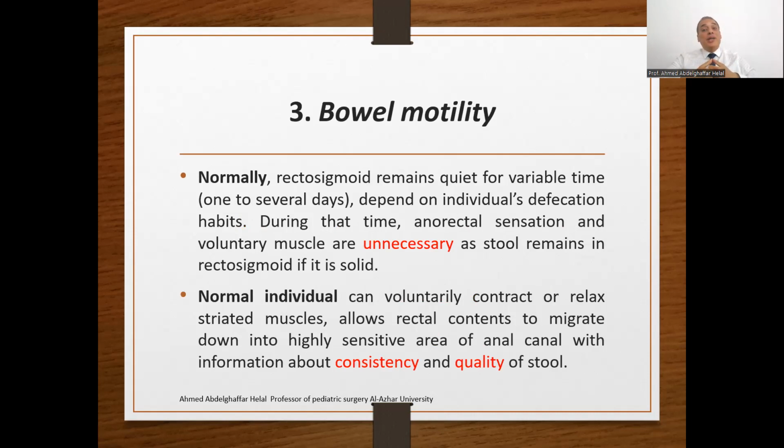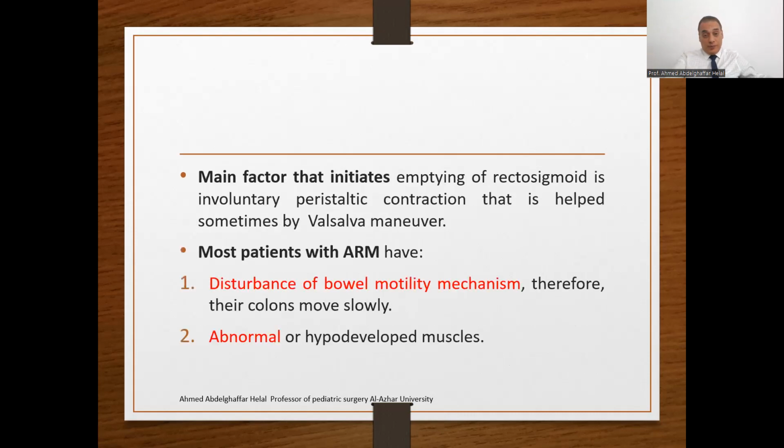During that time, the anorectal sensation and the voluntary muscles are unnecessary, because the stool, if it is solid, will remain in the rectosigmoid area. A normal individual can voluntarily contract or relax these striated muscles, allowing the rectal content to migrate down through the sensitive area of the anal canal, with information regarding consistency and quality of the stool. The main factor that initiates the emptying of the rectosigmoid is involuntary peristaltic contractions, sometimes helped by the Valsalva maneuver.